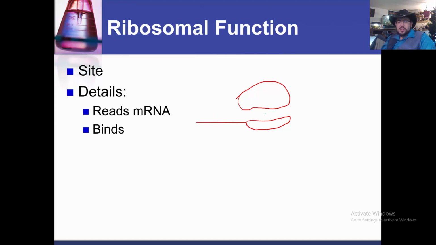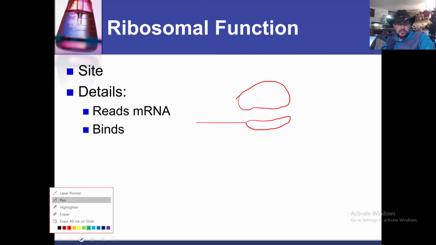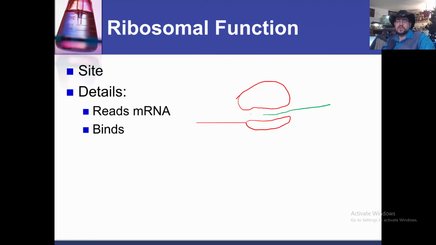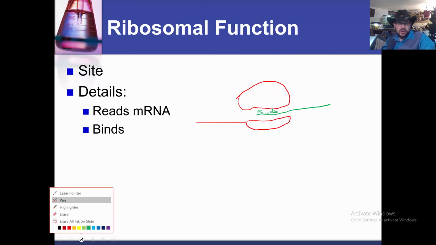So here's my little ribosome, a large subunit and a small subunit. Here's my mRNA right here. And it binds to my mRNA. So it binds to the mRNA, and then as soon as it binds, a tRNA rolls in, carrying an amino acid. So here's my little tRNA.